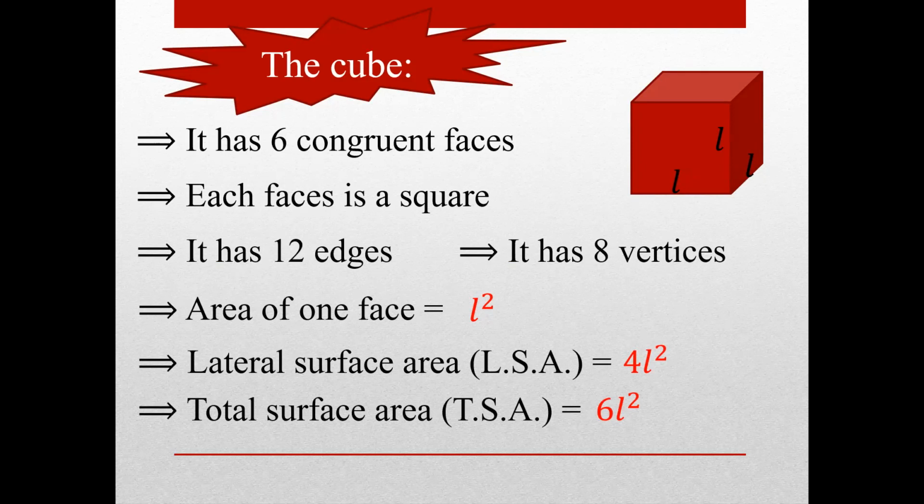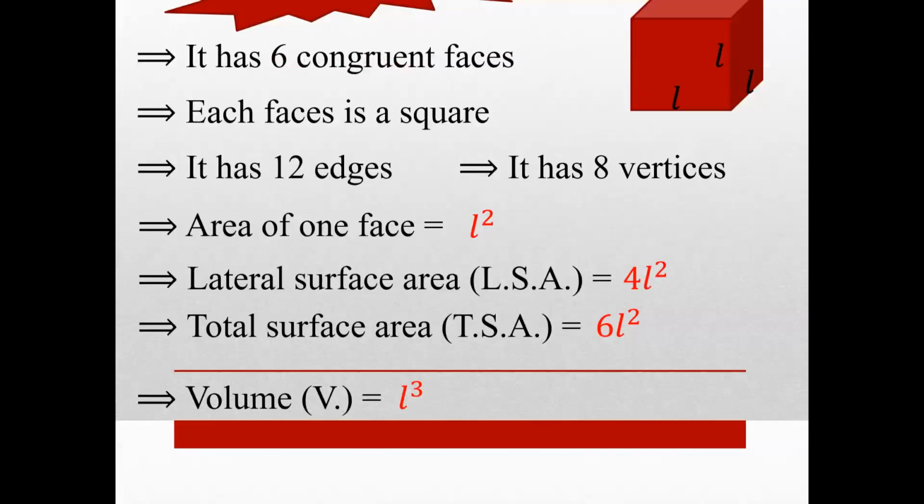Here, the cube has 6 congruent faces because all faces are equal and each face is a square. It has 12 edges. It has 8 vertices. Area of one face equals L squared. Lateral surface area equals 4L squared. Total surface area equals 6L squared. Volume of the cube will be length times length times length, which means L to the power 3.